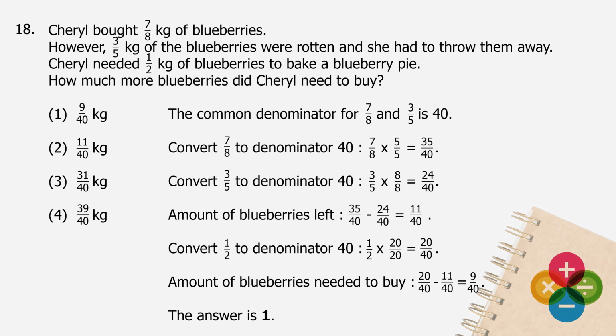Convert 1/2 to denominator 40 will be multiply 1/2 by 20, and the product is 20/40. The amount of blueberries needed to buy will be subtract 20/40 from 11/40, and the difference is 9/40. The answer is 1.